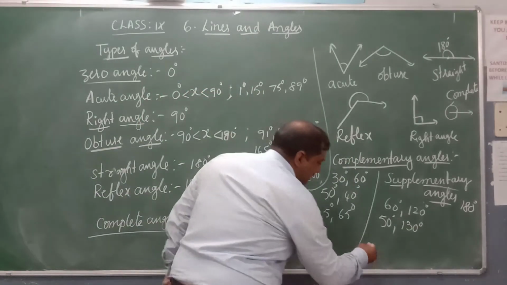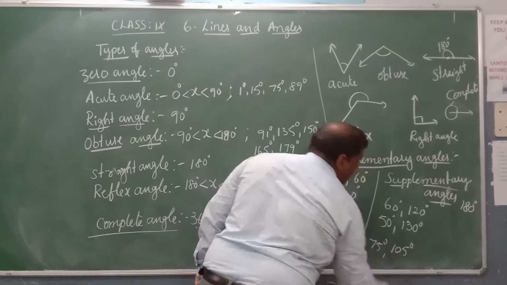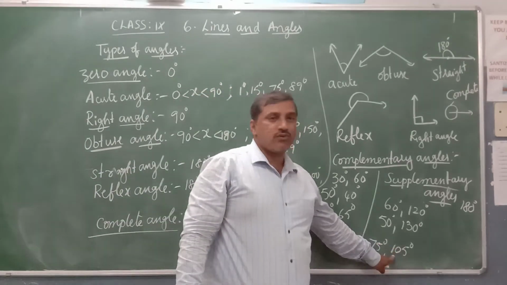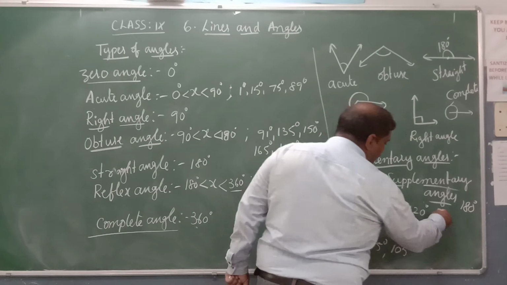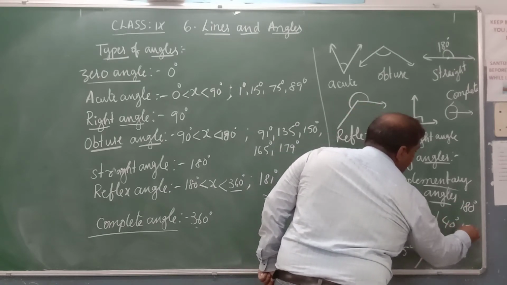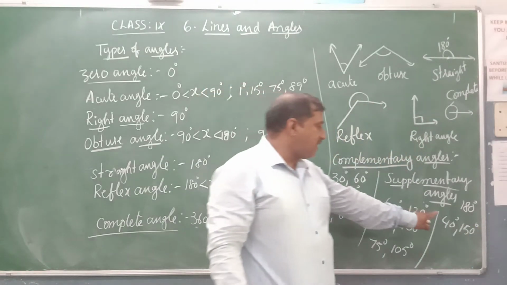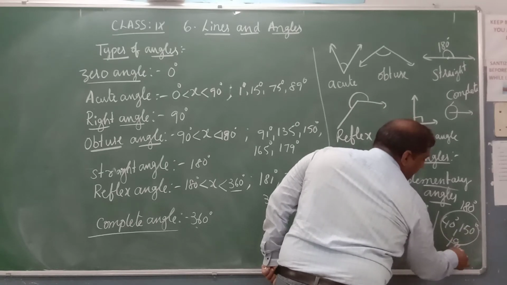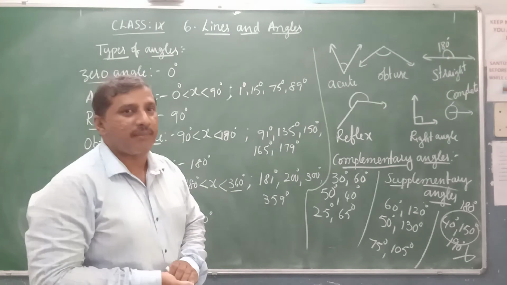Can these two angles, 75 degrees and 105 degrees, form a pair of supplementary angles? Yes, 75 plus 105 is 180 degrees. Will this pair of angles form a pair of supplementary angles? 40 degrees and 150 degrees. 40 plus 150 is how much? It is 190 degrees. Will they form a pair of supplementary angles? No, they do not form a pair of supplementary angles.